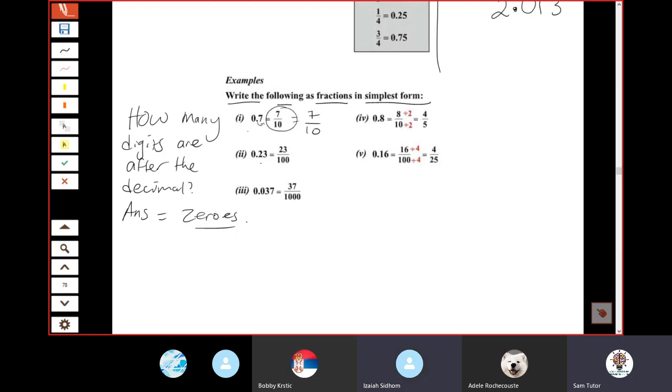Easy. This one, how many digits are there? 1, 2. So the answer is going to be over 100 for two zeros, which is 23 over 100. This one, how many digits are there? 3. There's 3 zeros, 1,000. And then what's the number on the top? 37. It's 37 over 1,000.